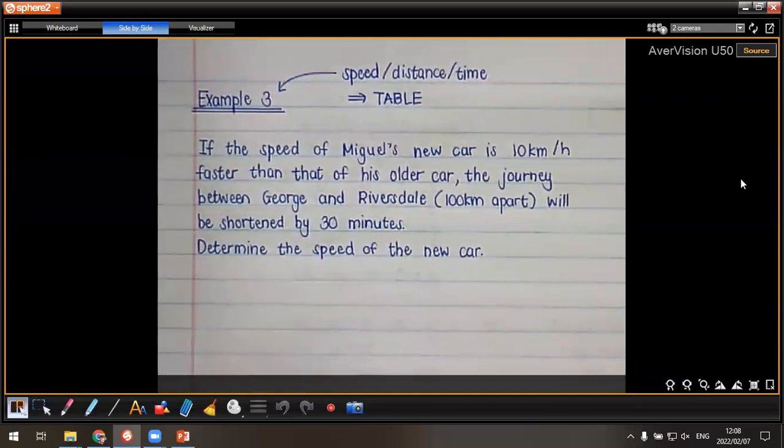Guys, I'm just adding something to the heading there. For a speed, distance, time question, I suggest very strongly that you use the table. It makes things easier, and often it's just setting up the table without even setting up the equation. So whenever you see that it's a speed, distance, time question, we are going to use the table. We're also going to practice one for homework, which I need you to use a table for as well.